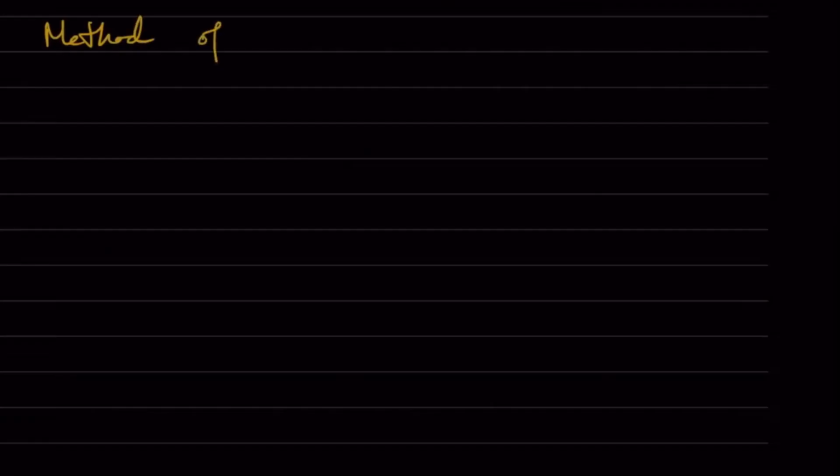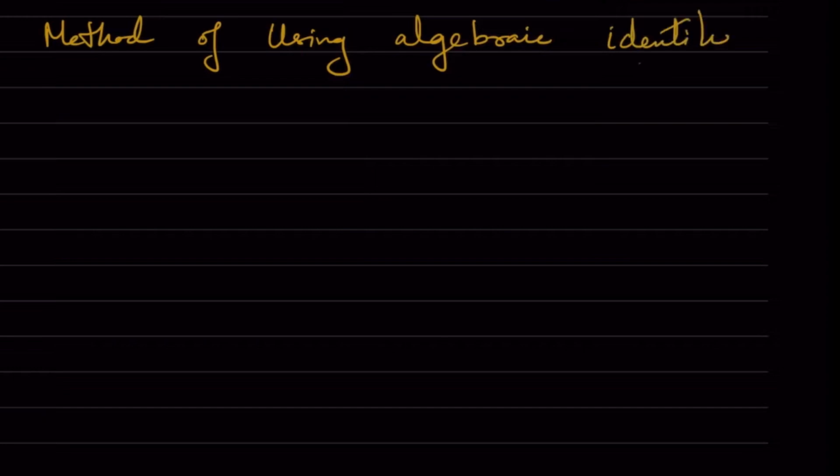Method of using algebraic identities. So now what is this? How do you use this identity? You have to remember some of the identities over here.